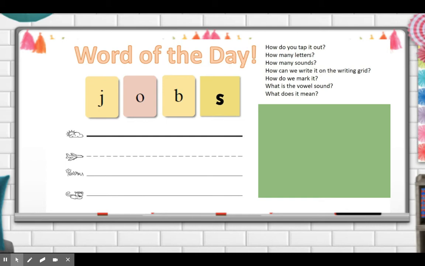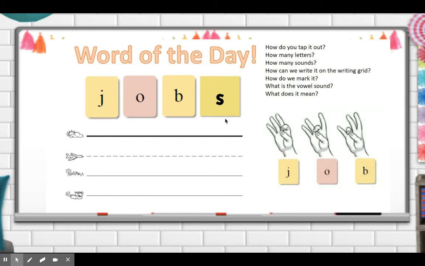J, A, B, jobs. Remember, we don't need to tap out that suffix S. We only tap out the base words. We're only tapping out job. But how many letters do you see in the word jobs? That's right, 4 letters. But how many sounds? Also 4. How can we write it on the writing grid?